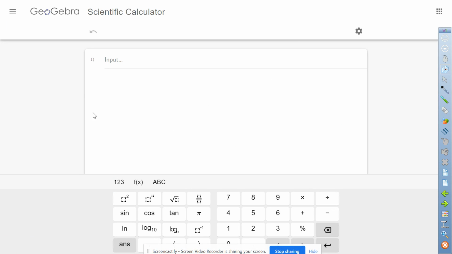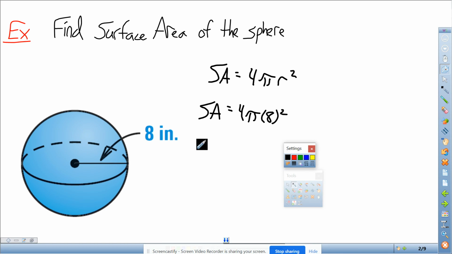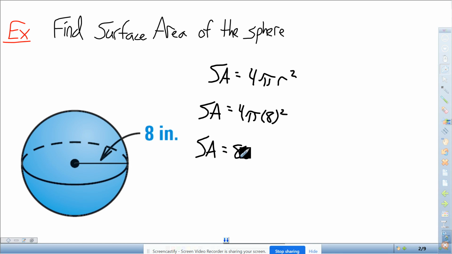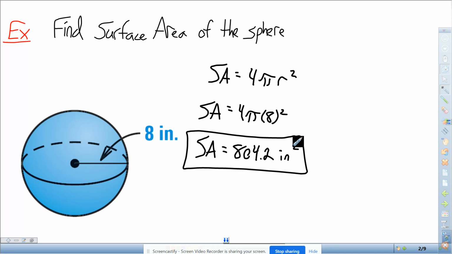4 pi 8 squared. All right, so 4 pi, I think we can just press 8 squared. I don't think parentheses are necessary in this. And there it is. We're getting 804.24. We're going to round to the tenths on this. So it looks like that 2 is going to stay at 2. So 804.2. And units are inches, and area, whether it's surface area or just area, is always units squared. Okay, so yeah, very quick, very simple when they give you the radius.